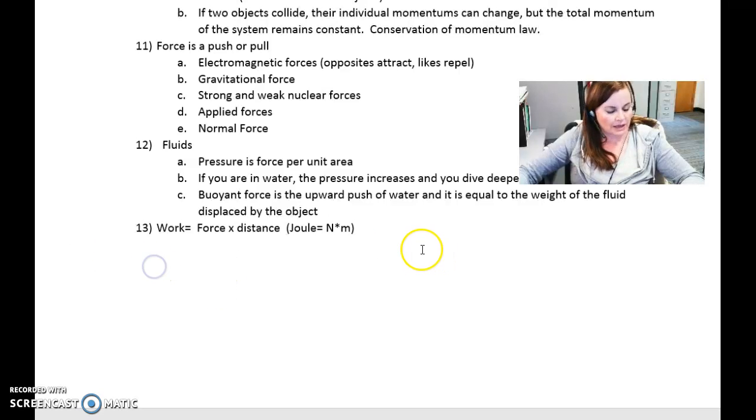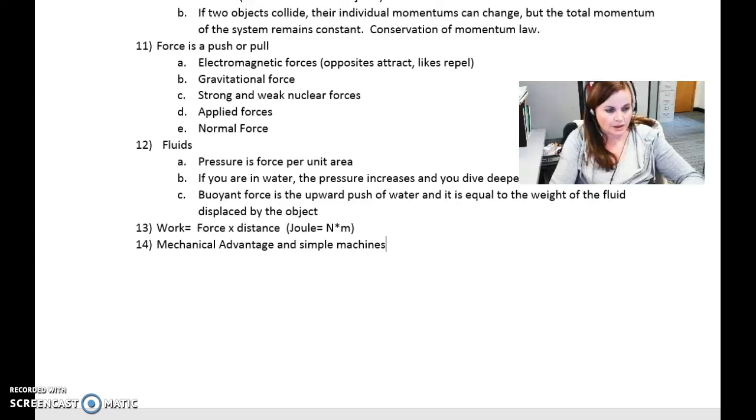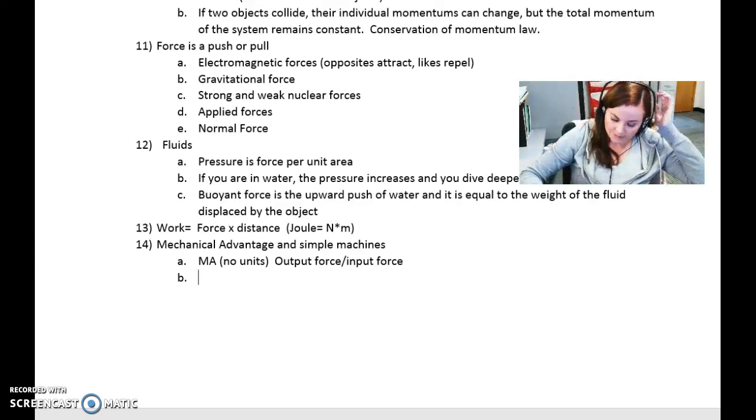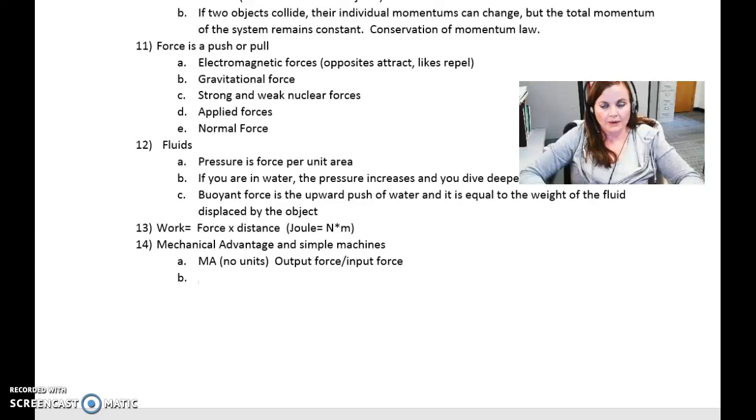We looked at mechanical advantage in simple machines. Mechanical advantage, which has no units, is when you take the output force and divide it by the input force. Basically, if I want to lift something heavy and I can't lift it because I'm not strong enough, if I use a lever and put it underneath of it, I can apply less force and I can move that object.